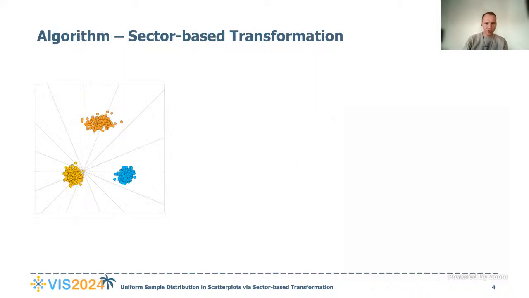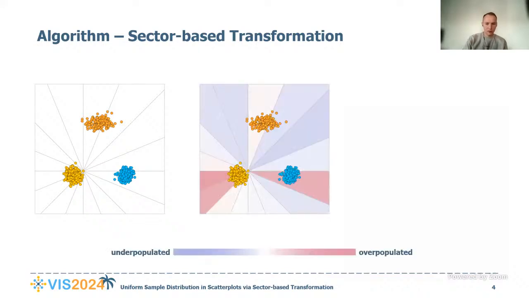So in this short paper, we generalized the previous integral image-based approach to an arbitrary number of regions. Here's how it works. First, we split the domain into sectors. Again, we do this for each point in the scatterplot. In this example, we chose 16 sectors, and they are shown for the point at the edge of the yellow cluster. We then count the number of points in each sector and compare this to the sector's area. This tells us whether a sector is over or underpopulated.